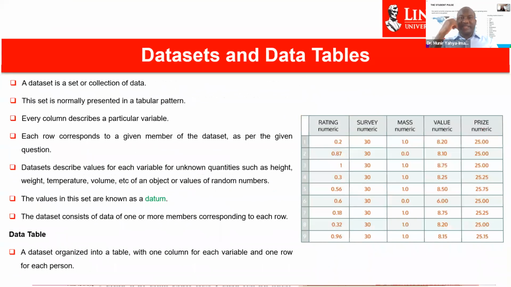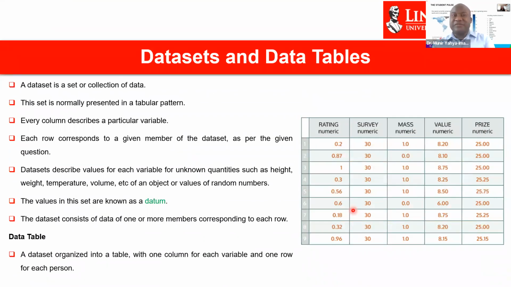Now, data set and data tables. A data set is a set or collection of data, okay? This set is normally presented in a tabular pattern. Every column describes a particular variable. That's why you have something like this: rating numeric, sub numeric, mass numeric, value numeric, price numeric. The numeric you are seeing here is the data type. It says the kind of value that will be stored inside this particular variable. So the names of the variables themselves are rating, survey, mass, value, and price.